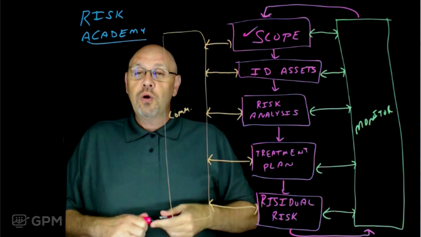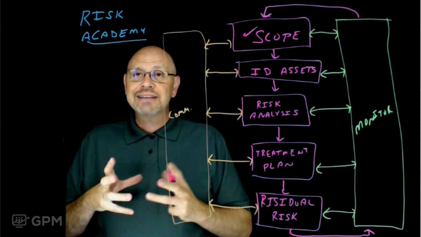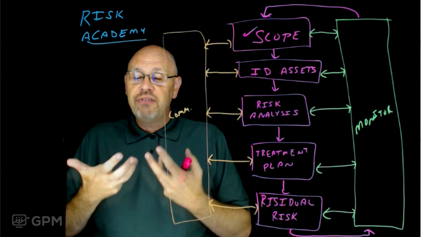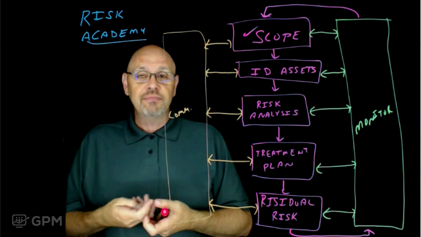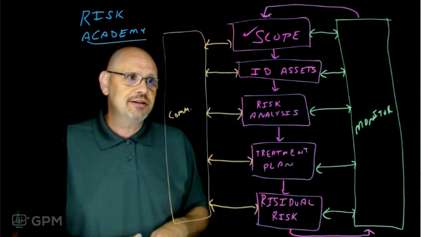The next thing we need to do in our process is we always have to identify our assets. We're going to have a whole chapter on assets. Just understand that an asset is something that has value to your organization. Sometimes it doesn't mean money, but it does add value to your organization.